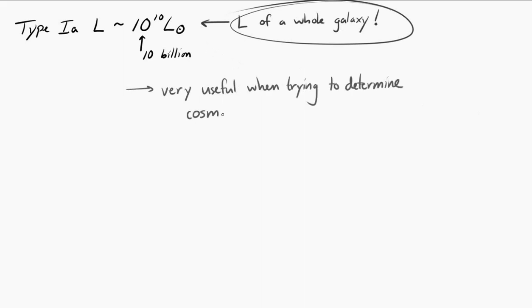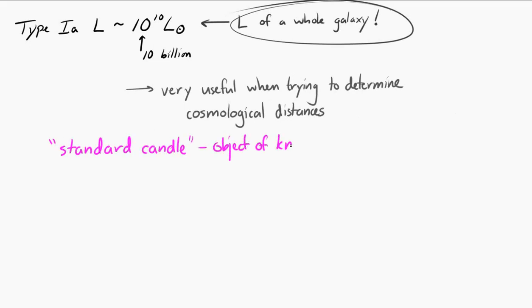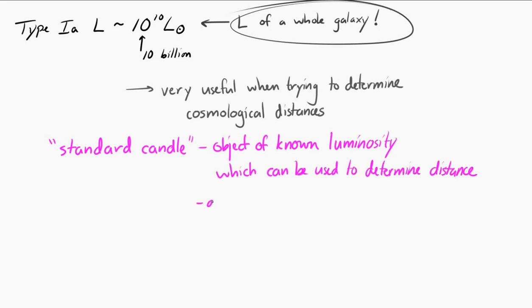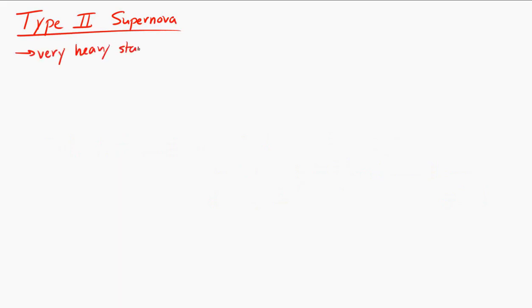The type 1a supernova can be used as what's called a standard candle. A standard candle is an object of known luminosity, which can then be used to get the distance. Other standard candles that we've encountered are Cepheids. They're objects where we can determine the luminosity, and then if we measure the brightness from Earth, we can get the distance. Now, type 2 supernovae is when very heavy stars fuse heavier and heavier elements in the core.